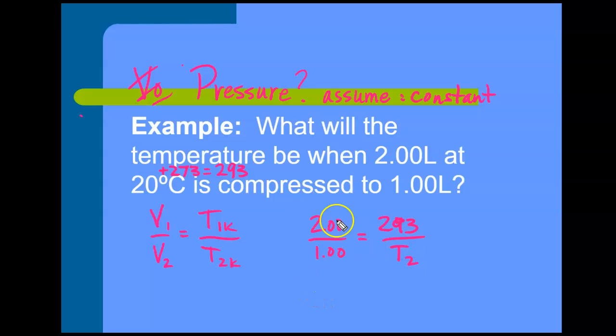So I'm going to cross multiply these. I'm going to end up with 2.00 T2 is equal to 293. So I'm going to divide by 2.00 on each side. And my T2 in Kelvin comes out to 147 Kelvin. If I had to take it to Celsius, I would end up with negative 126 degrees Celsius. That's if I subtracted 273.